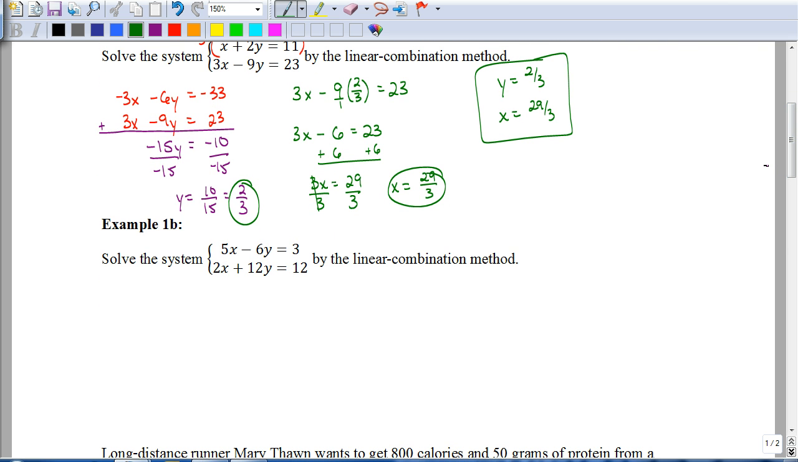Okay, why don't you guys work on this next example and pause it and hit play when you're ready to check your answer.